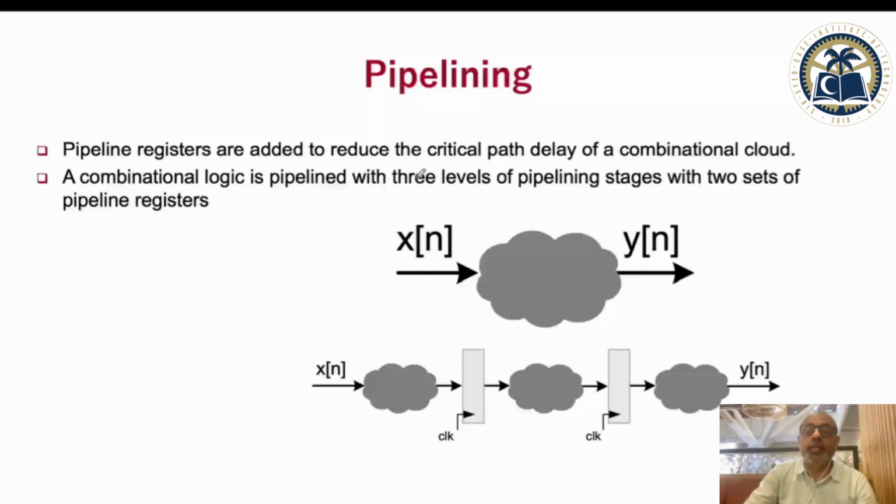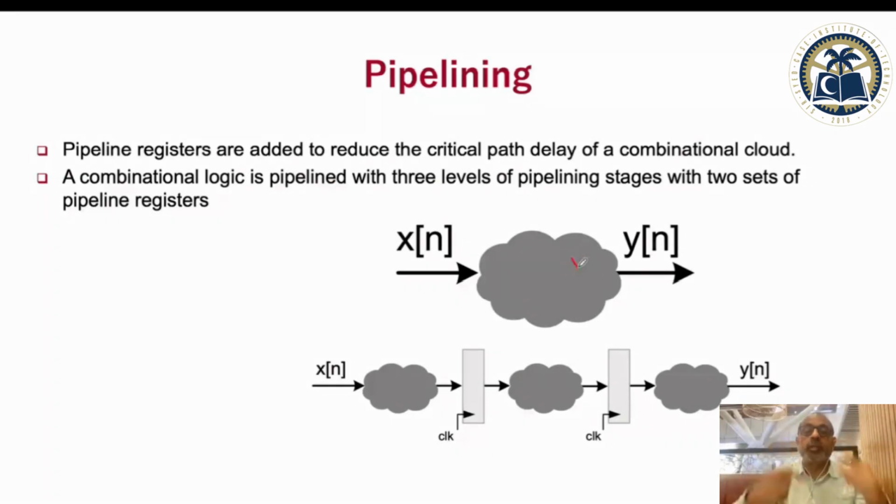So pipelining can be easily understood: you have a big cloud, and you have this thing in mind that you want to clock this circuit at a very high clock rate. So you cannot have a very big combinational cloud between two registers. And once you know that you are not going to have a big cloud, while you are designing, you will devise an architecture where you break it down into multiple parts, and you will insert registers in between.